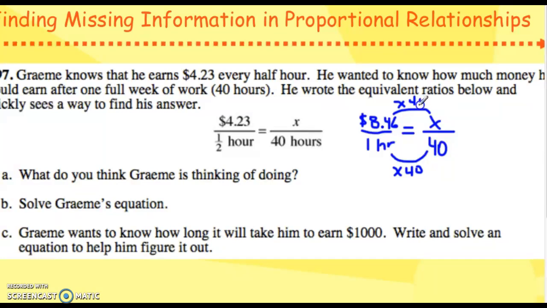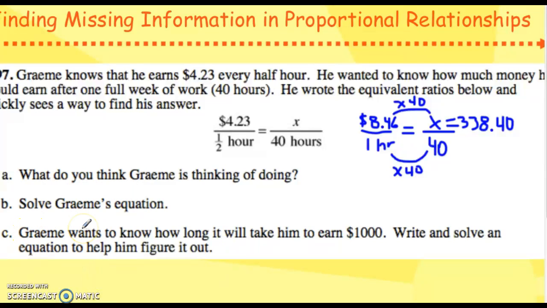If you'd like, pause the video and do that math quick and then play again when you have the answer. I found my answer is $338.40. Make sure you have all of that work written in your notebook or however you solved it.